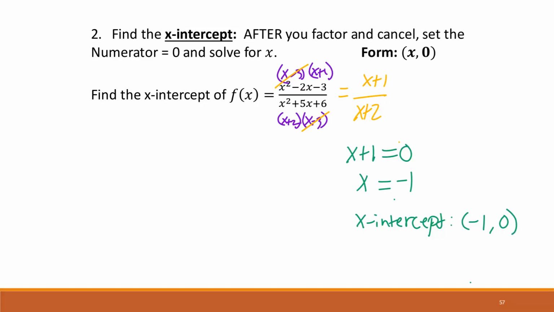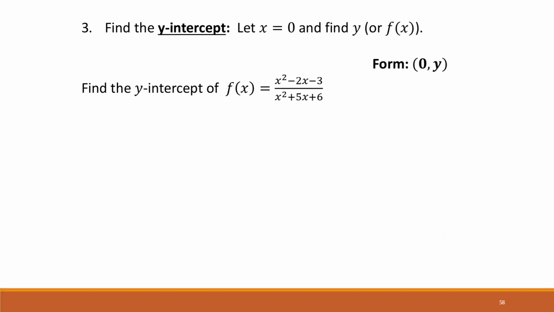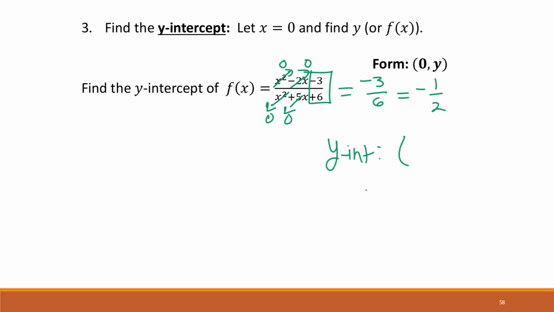All right, so step 3 when we are graphing these functions is to find the y-intercept. With the y-intercept, you're just substituting in 0. So when you put a 0 in here, this whole term is going to go to 0, this is going to go to 0, that's going to go to 0, that's going to go to 0. And you're just going to be left with this back part here: negative 3 over 6, which equals negative 1/2. So our y-intercept is the point 0, negative 1/2.